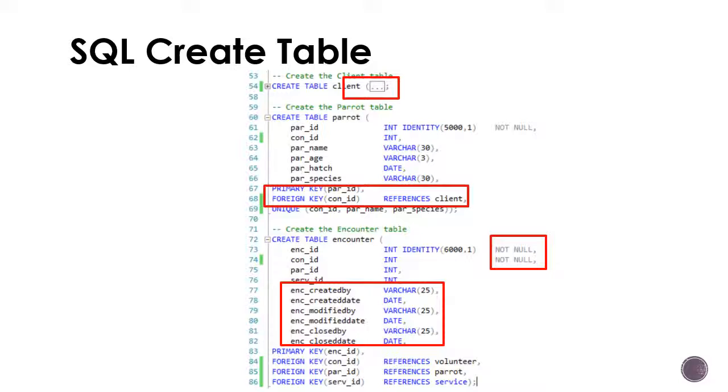No other fields could be identified as not null because initial contacts are often missing information. There is an audit trail with each encounter, recording the creation date, created by, modified by, and the date, and closed by, and the date.